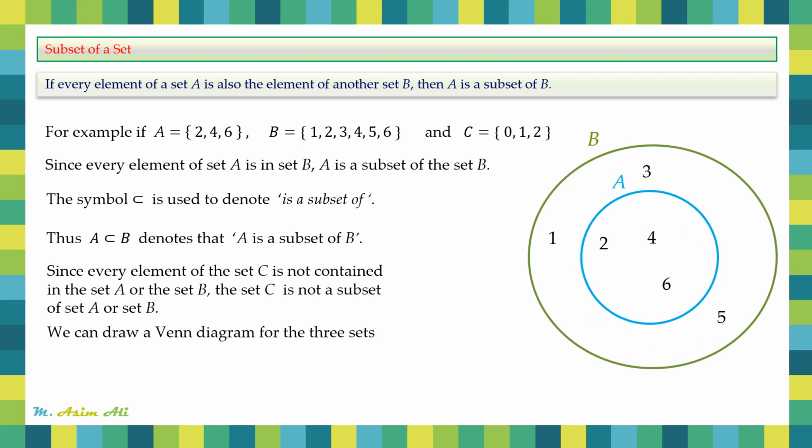And set C has elements 0, 1, 2. 0 is not contained in either of the sets A and B, so 0 will lie outside these two sets, and 1 and 2 are common elements, so we will make the set C by overlapping some region with A and some with B, and then a separate region which has element 0.